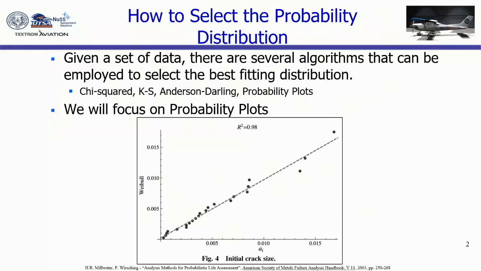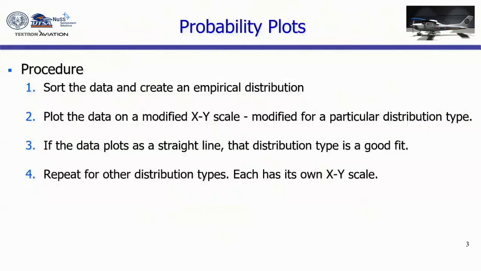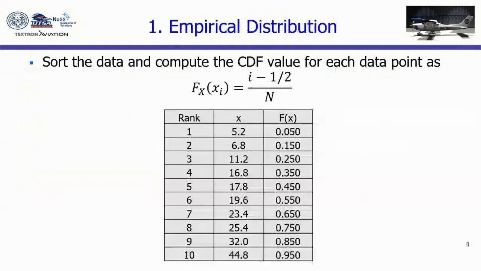We're going to talk in this set of slides about making probability plots and using those to get a rough idea of what distribution fits the data. The procedure is to sort the data, create an empirical distribution, and plot the data on a modified XY scale. You transform the Y values or the X values to plot in a straight line if they fit that distribution. Then you use a regression or just plot a line to see how linear your data is on those transformed axes, and you repeat for whatever distribution types you want to try to fit.